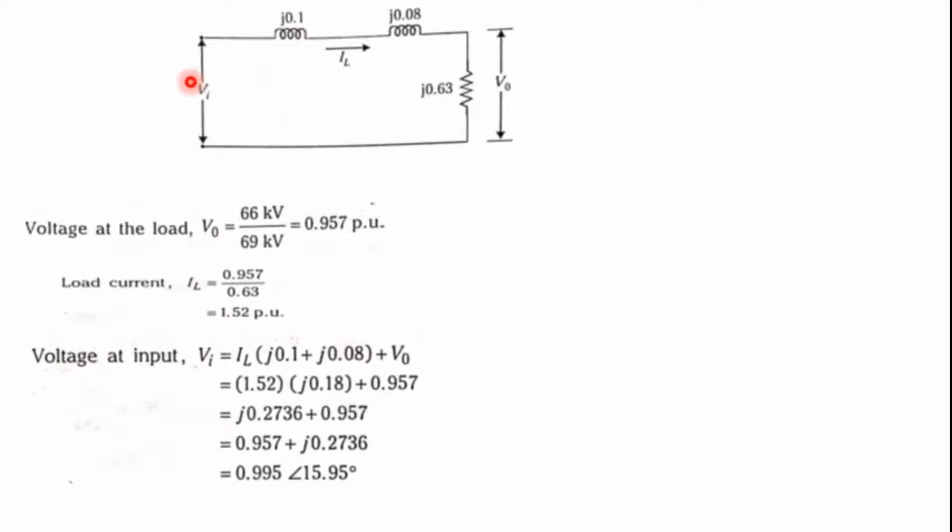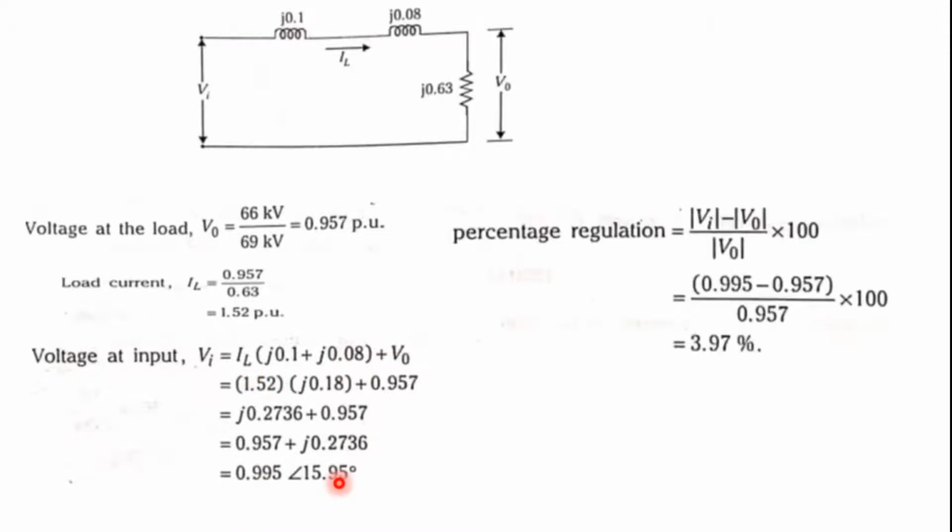So we know that VI is equal to V naught into IL plus this drop. I can calculate the input voltage. So VL into 0.1 into 0.08 plus V naught. Substituting this, we will get 0.995 at an angle of 15.95.